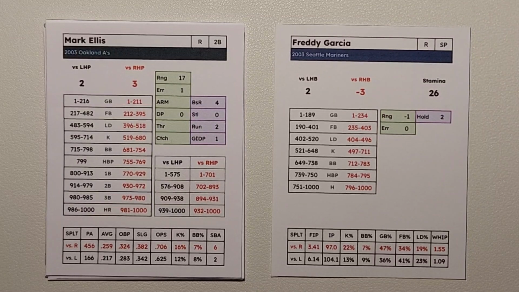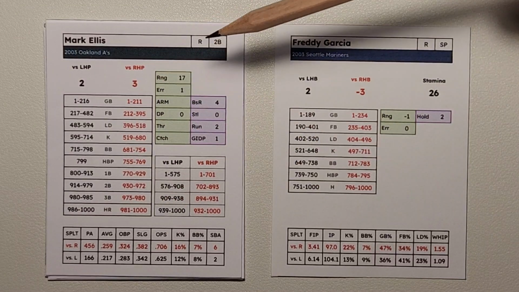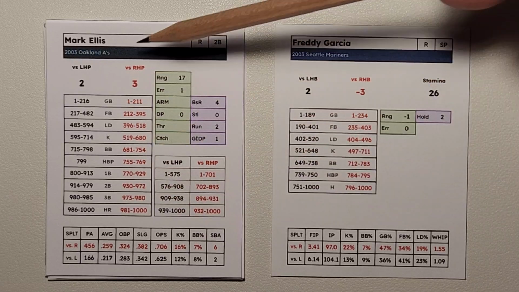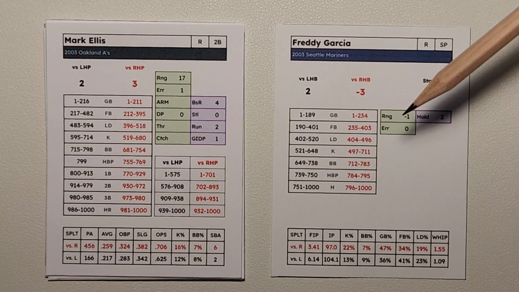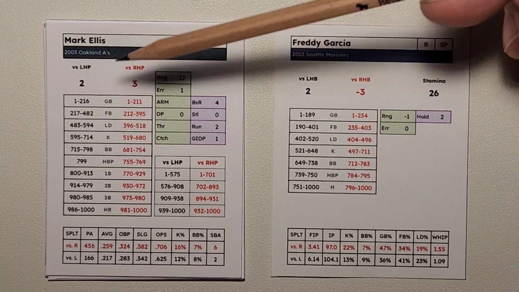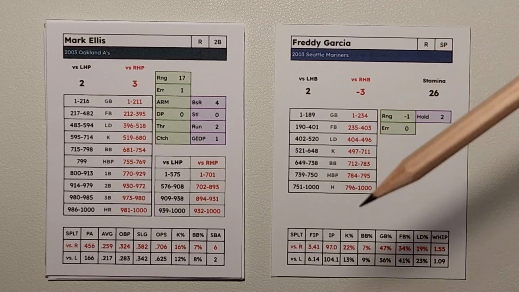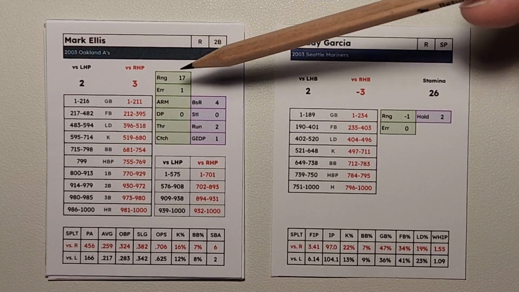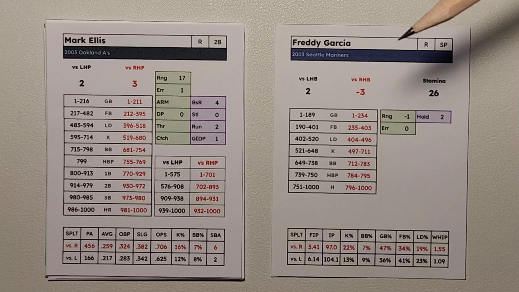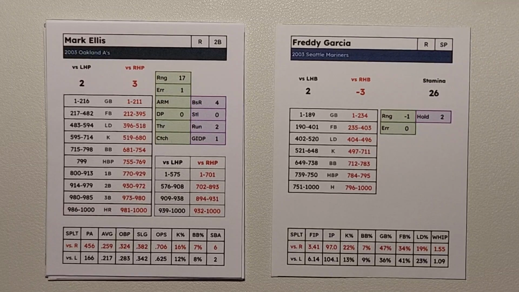So you have to start out with the fact that we're going to roll a d20. So 1 through 10 is going to go to Mark Ellis, and 11 through 20 is going to go to Freddie Garcia. All things being equal, if we did not have these adjustments, it would be 1 to 10, 11 to 20, straight up 50-50 system. But we use these adjustments to try to determine, is the batter stronger than the pitcher, or is the pitcher stronger than the batter, or are they equal?